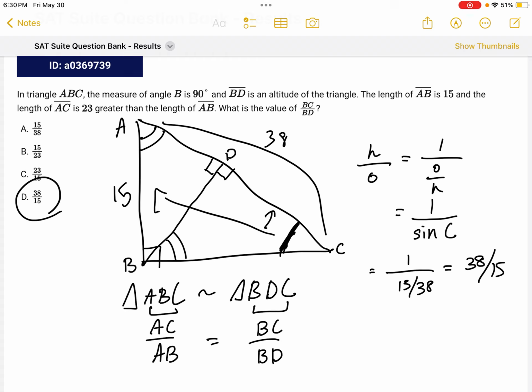This was a good problem. It involved proving that two triangles are similar to each other, and then using that relationship to find the ratio of the two sides that we wanted.